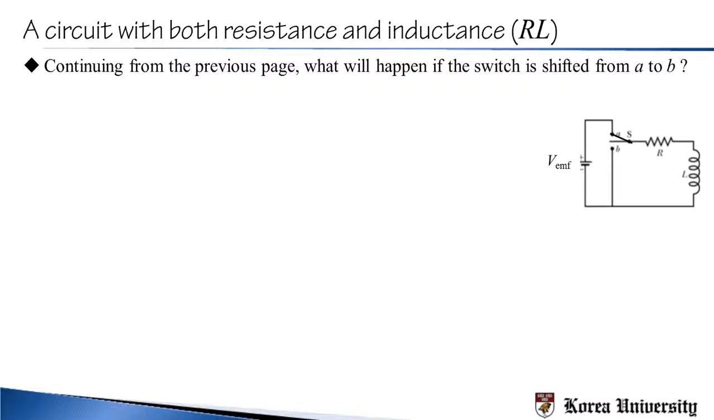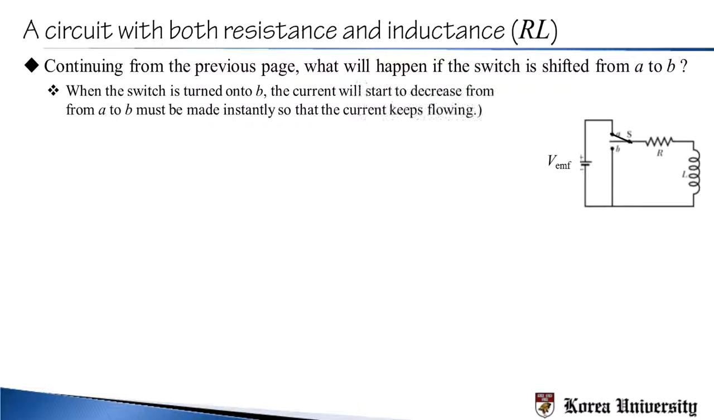Now, if we continue from the previous page with all the current going around this RL circuit, then what will happen if you suddenly change the switch from A to B? If you change the switch from A to B, this EMF device is now disconnected from the circuit. Therefore, because there is no more source of electric power, the electric energy will be dissipated on this resistor. So the current will decrease.